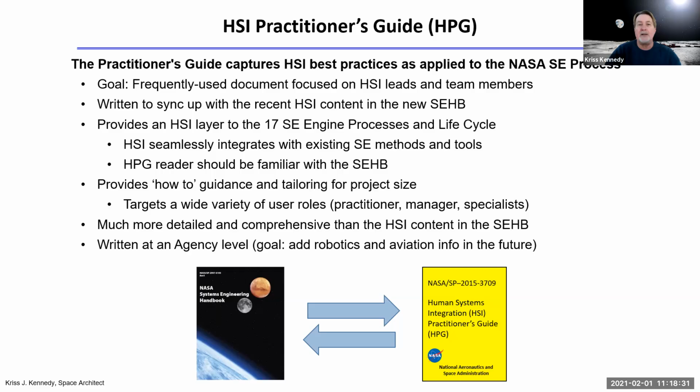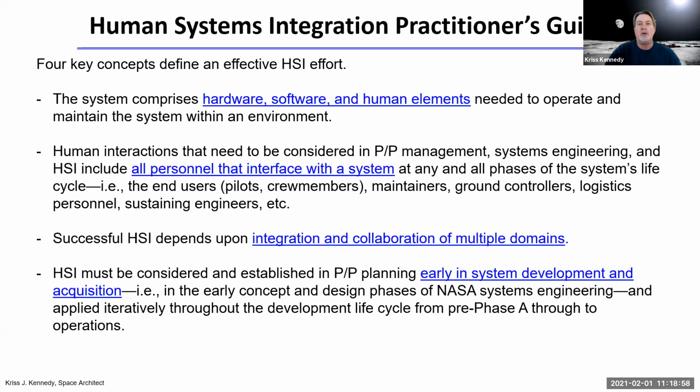It provides how-to guidance, tailors for project sizes, and targets a wide variety of user roles. It is much more detailed and comprehensive than the HSI content in the systems engineering handbook, and is written at the agency level with the goal of adding robotics and aviation in the future. The Human Systems Engineering Practitioner Guide has four key concepts identified.